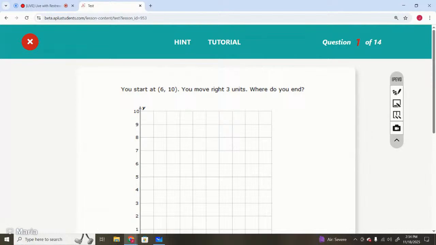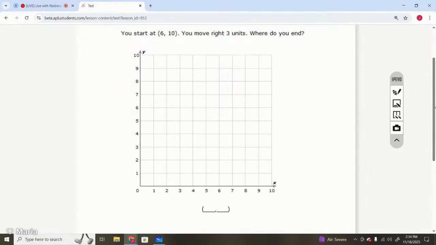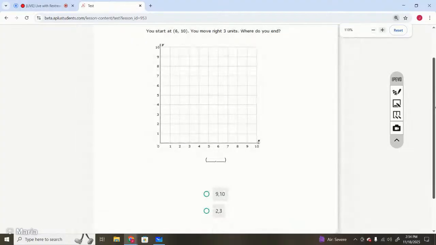Okay, you start at 6, 10. You move right 3 units. So 6 and 10. Let me just show you the full page. Okay, now you can see.